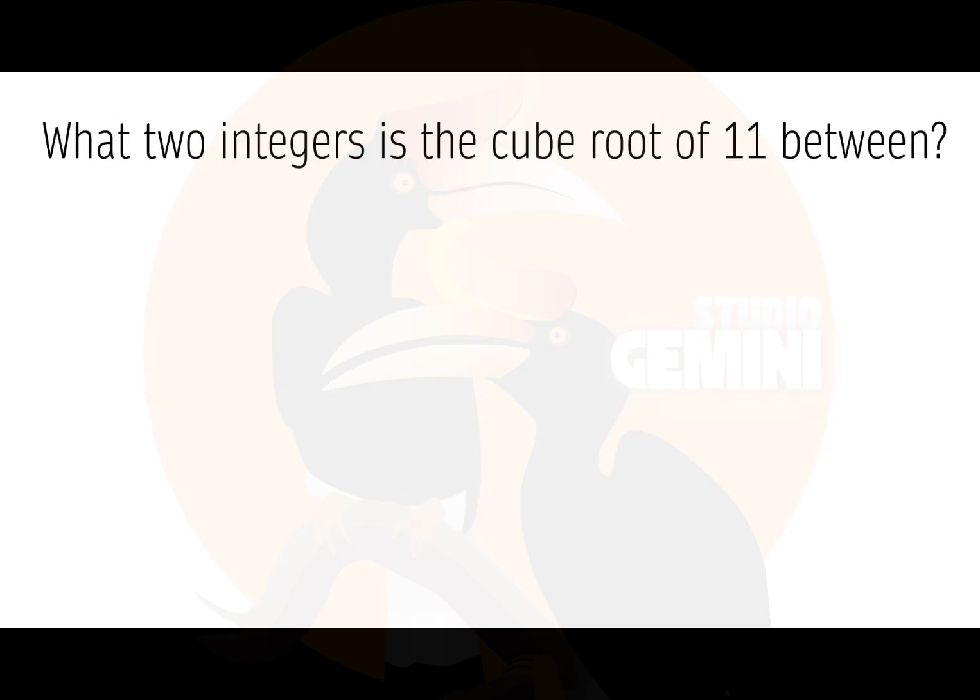Going back to our problem at the beginning, we know that 11 is not a perfect cube, since no integer cubed will give us 11. So, let's find out what two integers the cube root of 11 is between. We do know the two closest perfect cubes to 11. They're 8 and 27. This gives us the inequality 8 is less than 11, which is less than 27.